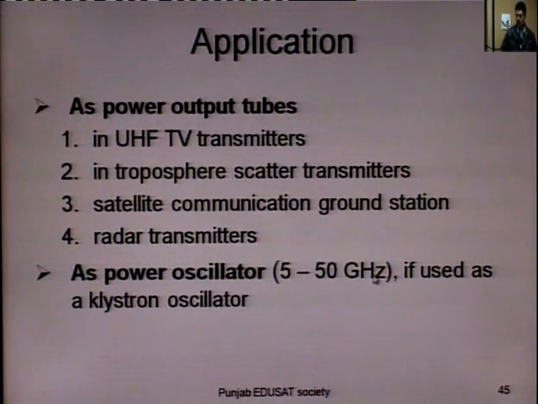The applications of this klystron tube are: it is used in ultra high frequency TV transmitters, in tropospheric scatter transmitters. It is used in satellite communication ground stations. It is also used in radar transmitters. It is used as a power oscillator if used as a klystron oscillator.